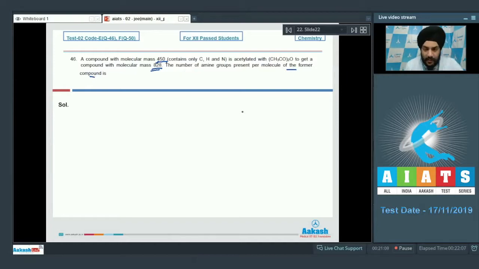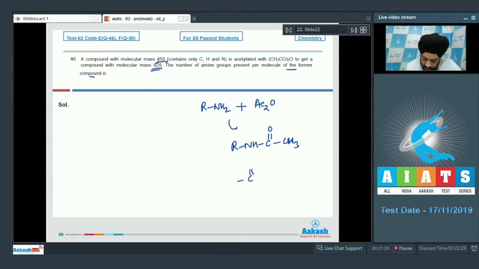Okay, so students, if we talk about the acetylation of amines, so we have RNH2. When it is allowed to react with acetic anhydride, Ac2O, we have the formation of RNHCOCH3. Students, we can clearly see that there is addition of a COCH2 group due to acetylation. When this is added, it will lead to an increase in the molar mass by 42 units.